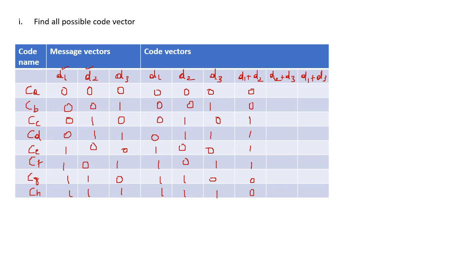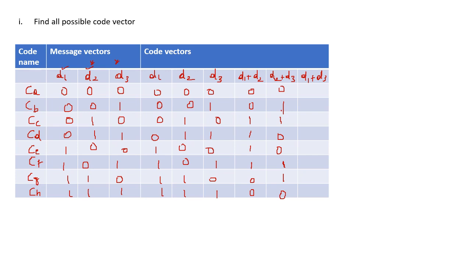Similarly, the next one is D2 plus D3. So we are going to add D2 plus D3 and fill this particular column. D2 plus D3: 0 plus 0 will be 0, 0 plus 1 will be 1, 1 plus 0 will be 1, 1 plus 1 will be 0. Next, 0 plus 0 is 0, 0 plus 1 is 1, then 1 plus 0 is 1, and 1 plus 1 will be equal to 0.